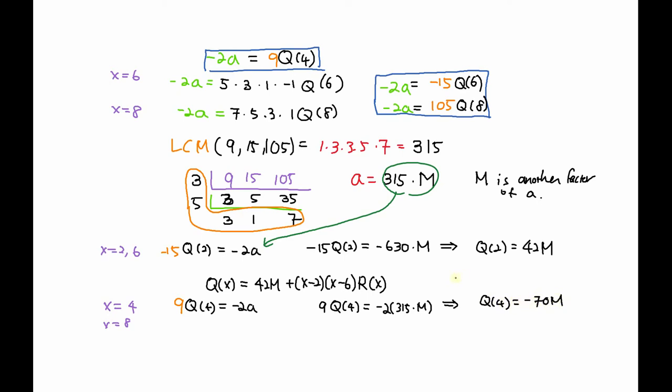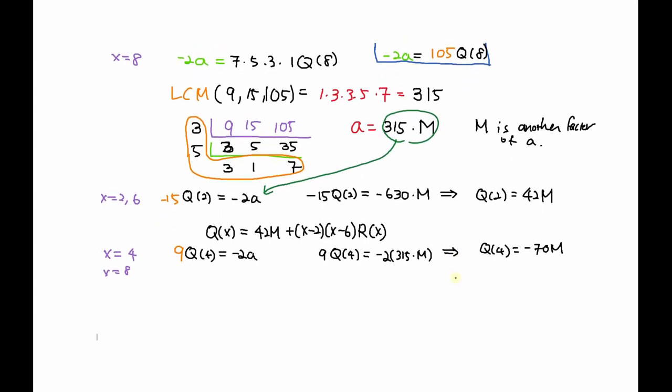And when you have q8, let's do that first before we further expand our rx. We have 105 q8 equal negative 630n, and when you divide by 105 on both sides, you get q8 equals negative 6n. Okay. Now these are important for now, but our goal is to find the rx.